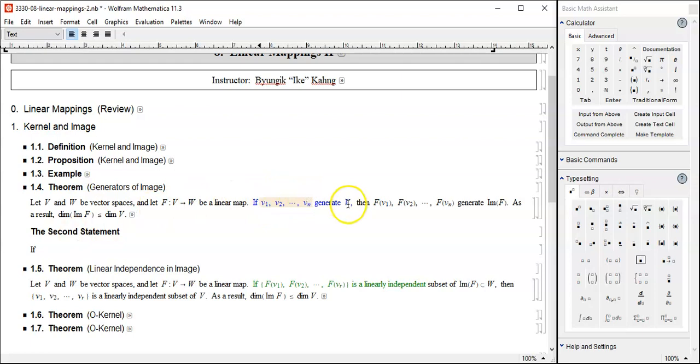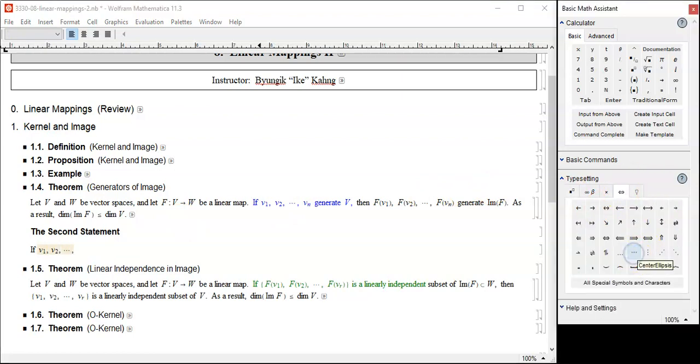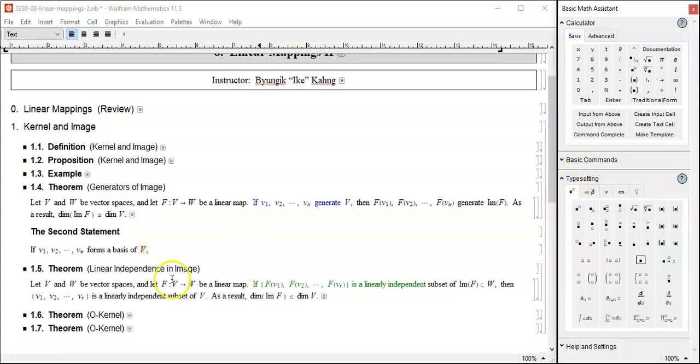This theorem is about generating V, but if we select not just generators but a basis, v1, v2 through vn, from the basis of V, then what do you get? And then the images generate. So let's see.